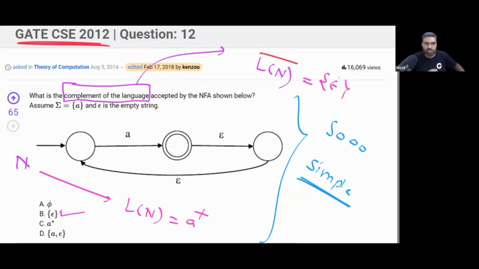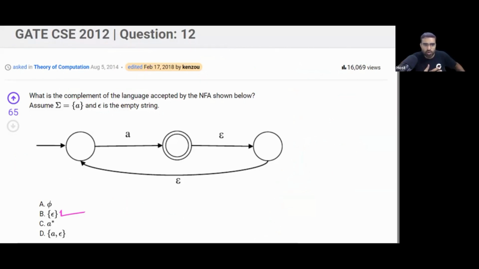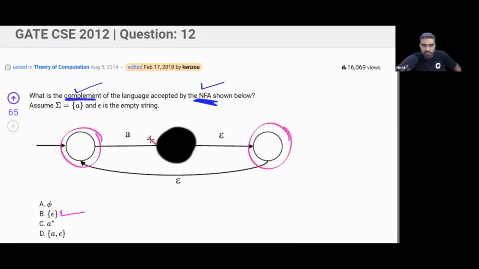Let me tell you the reason. The reason is that many students don't read the question. This is the habit of many students. They see the word NFA, and then what will they do? They will do this.